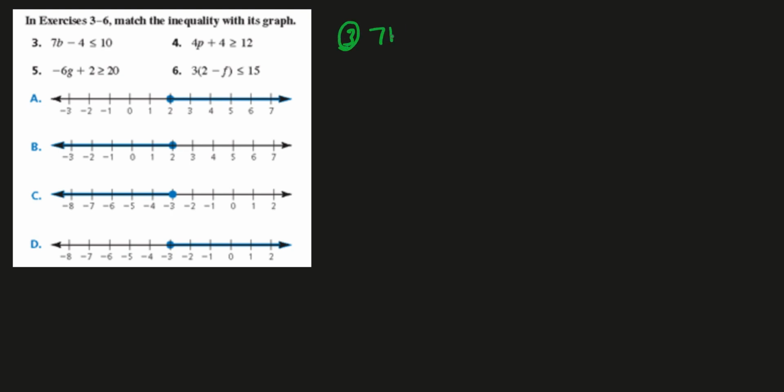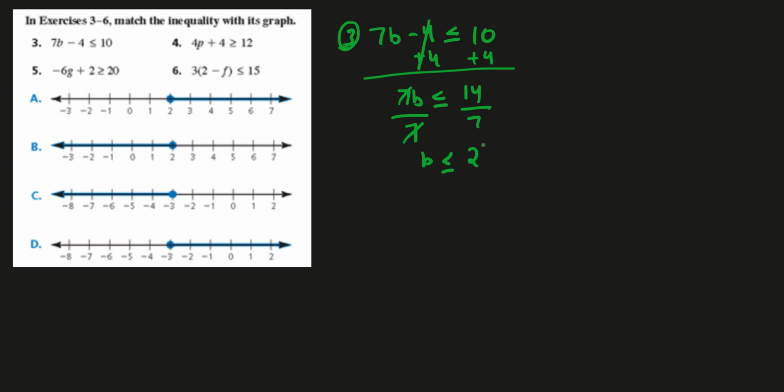Now this is not going to be any different from equations, except we have to keep in mind some certain rules that you will see in these problems here. So first, let's look at number 3, and I'm going to add 4 to both sides. This gives you 7b is less than or equal to 14. And now we can just divide by 7, or multiply both sides by 1/7. b ends up being less than or equal to 14 over 7, which is just 2.